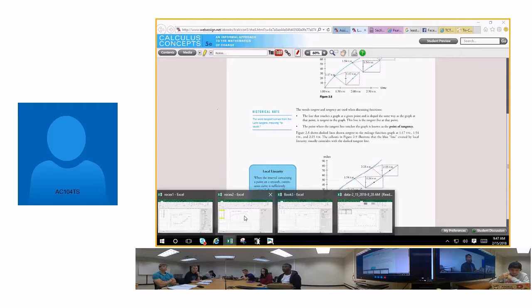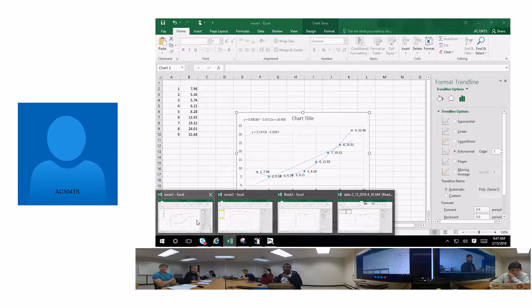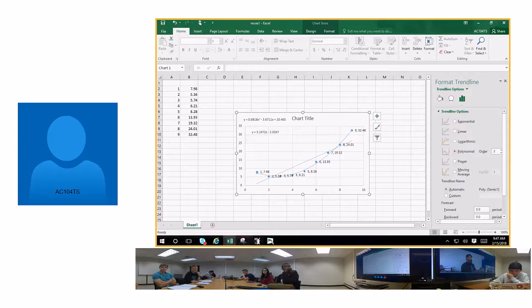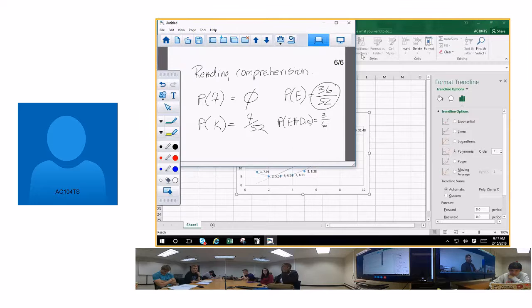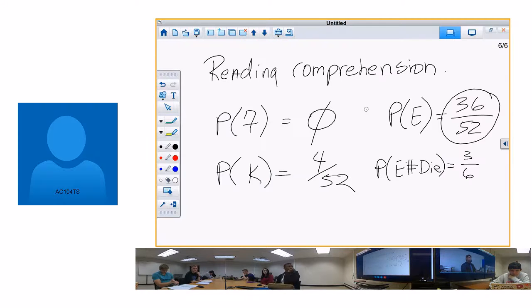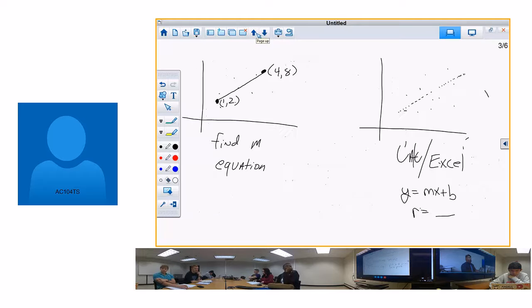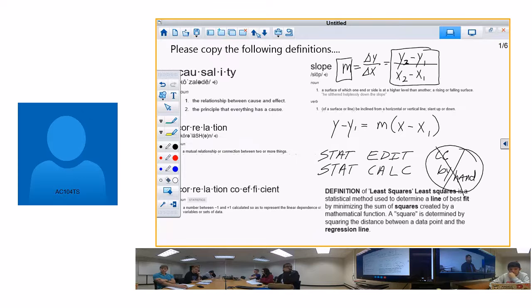All right. So look at this question right here. Well, before we go over anything, I want you to write down some definitions. The only reason I want to do this is because we got to review some of this stuff. Write down some of these definitions.